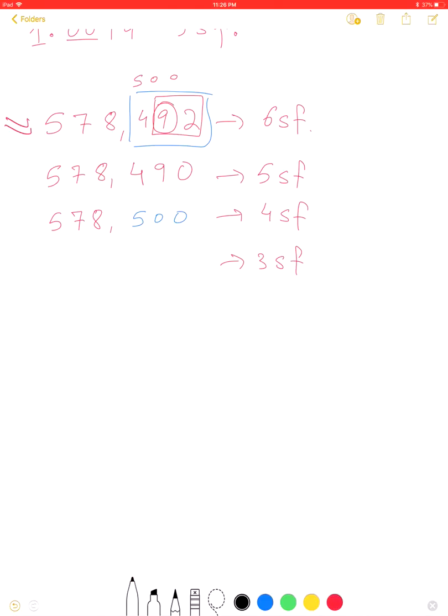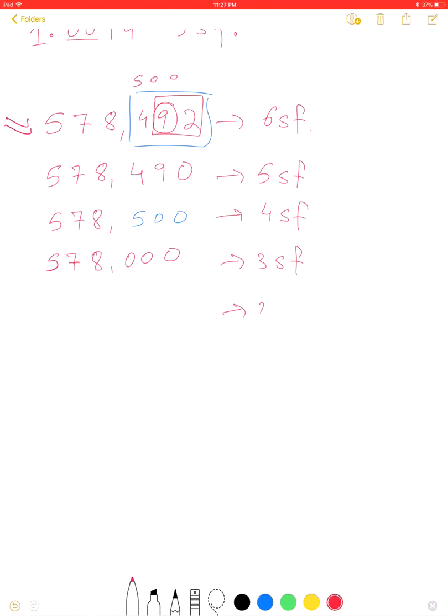Now let's round the same number to 3 significant figures. So here we have 578,000. Now again the debate is whether it's going to stay 578,000 or whether it will become 579,000. Now if I look at this number entirely, it's 578,492. So that means it is definitely closer to 578,000 than it is to 579,000. Therefore, this is what it will be rounded off to.